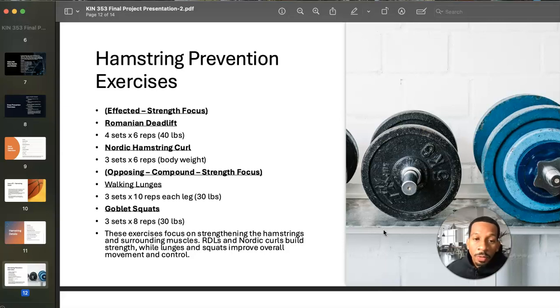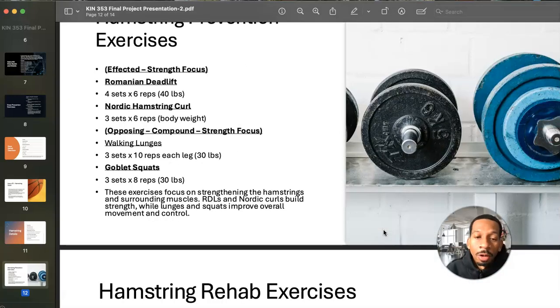For our opposing, we'll focus on compound movements with another strength focus. And so we'll do walking lunges, 3 sets, 10 reps each leg with 30 pounds or 2 15-pound dumbbells. And we'll also do goblet squats with the kettlebell, 3 sets, 8 reps with 30-pound kettlebell. And these exercises focus on strengthening the hamstrings and the surrounding muscles. The RDLs and the Nordic curls build strength, while the lunges and squats improve the overall movement and control.